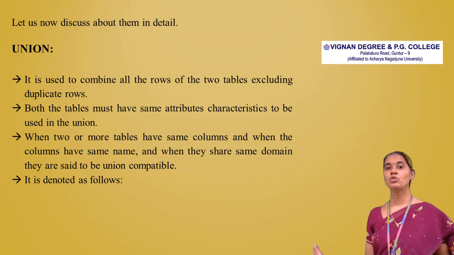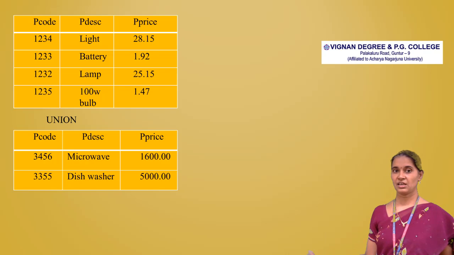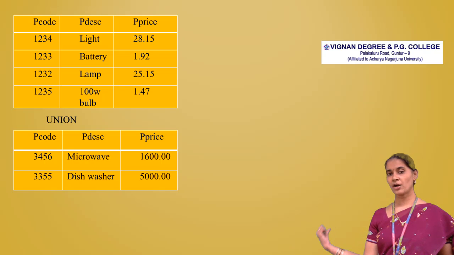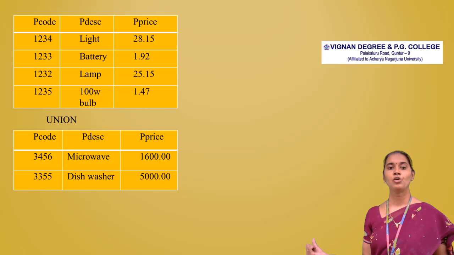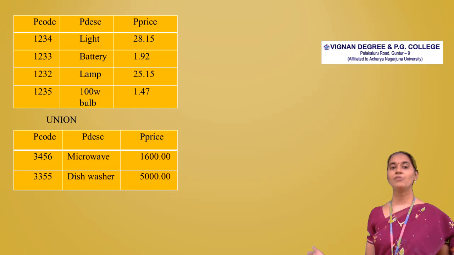So consider here two tables. What are those? Product tables. Here I am going to consider two product tables. The first product table has P code, P description and P price. The second product table also has P code, P description and P price. In the first table I have two rows, in the second table also I have two rows.